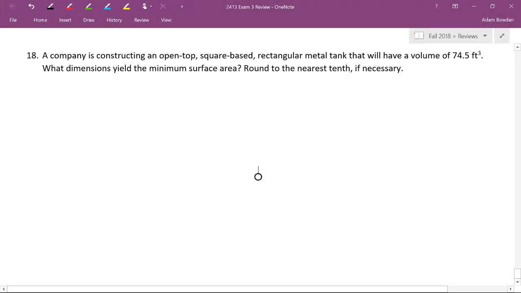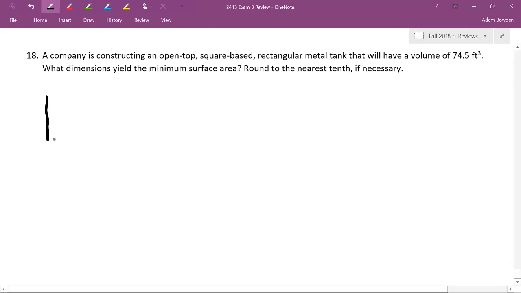Now we're going to do number 18. A company is constructing an open-top, square-based, rectangular metal tank that will have a volume of 74.5 cubic feet. What dimensions yield the minimum surface area?